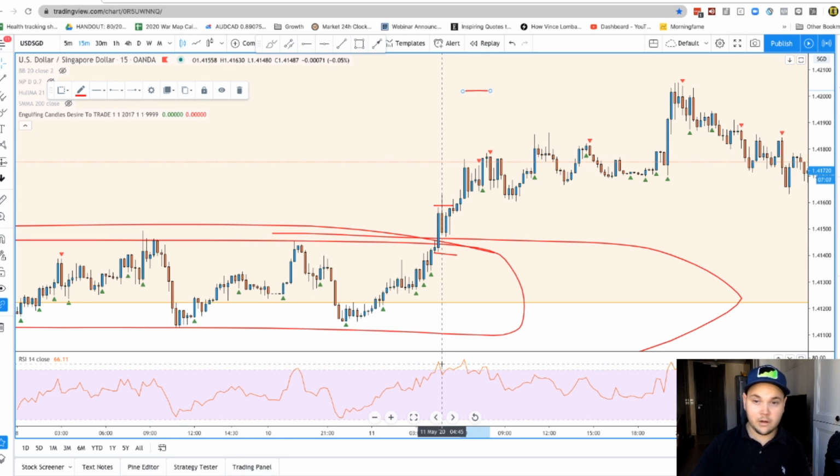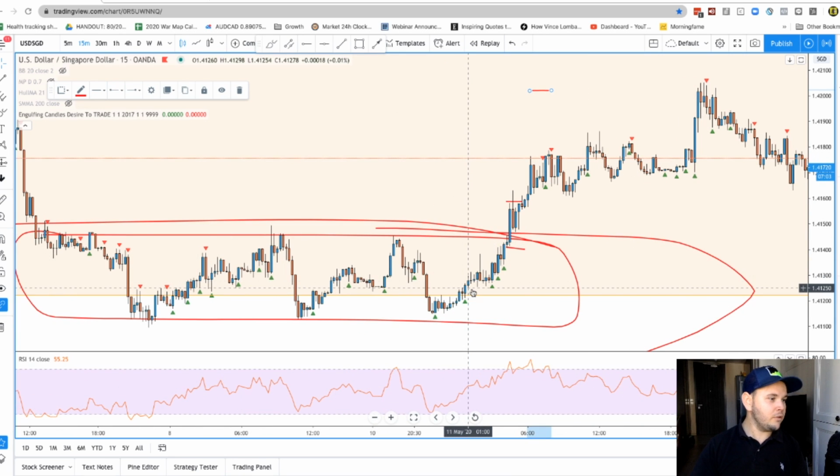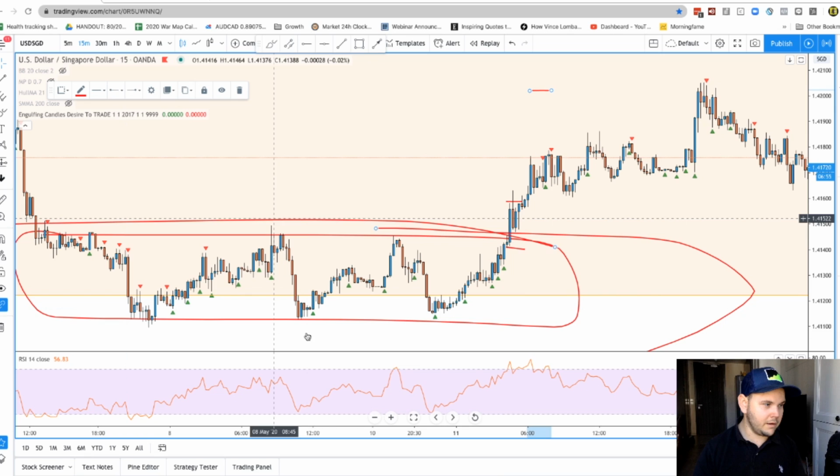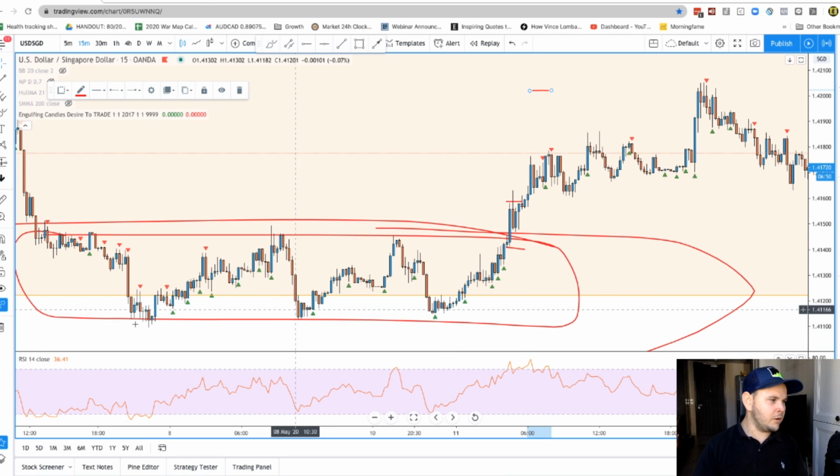RSI is definitely overbought, which is a perfect sign. That's the first example. Now the other example we have is we could trade this as a reversal. So price here reversed a few times. We have this one over here where we reverse, we come back. So we have a few ways to enter the market here.